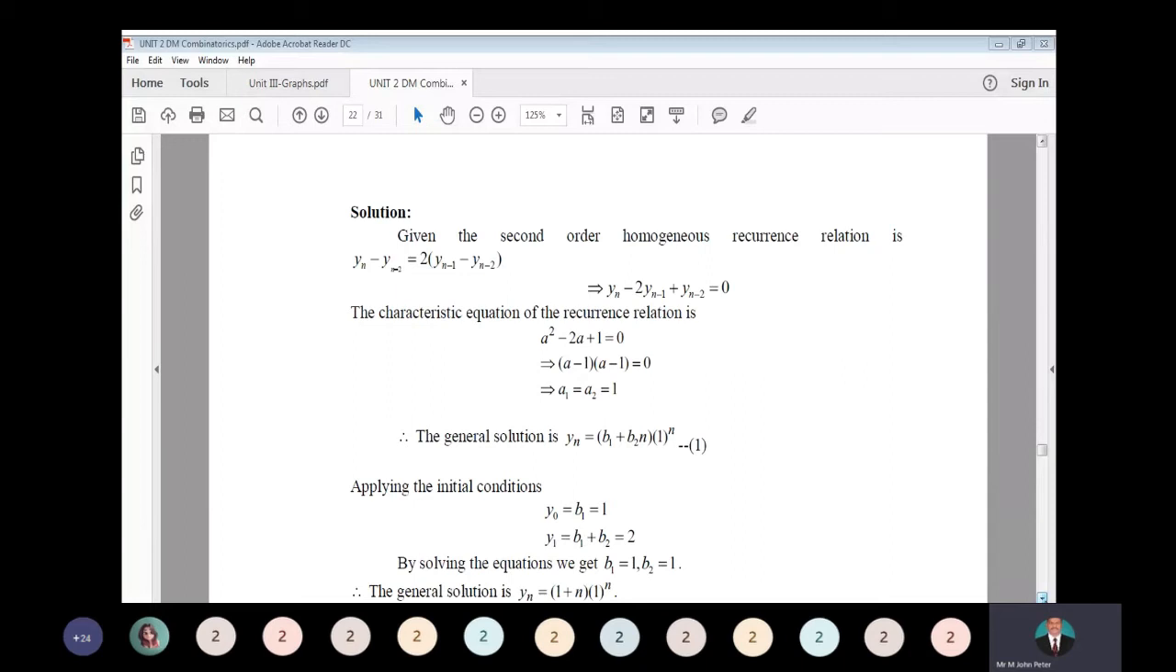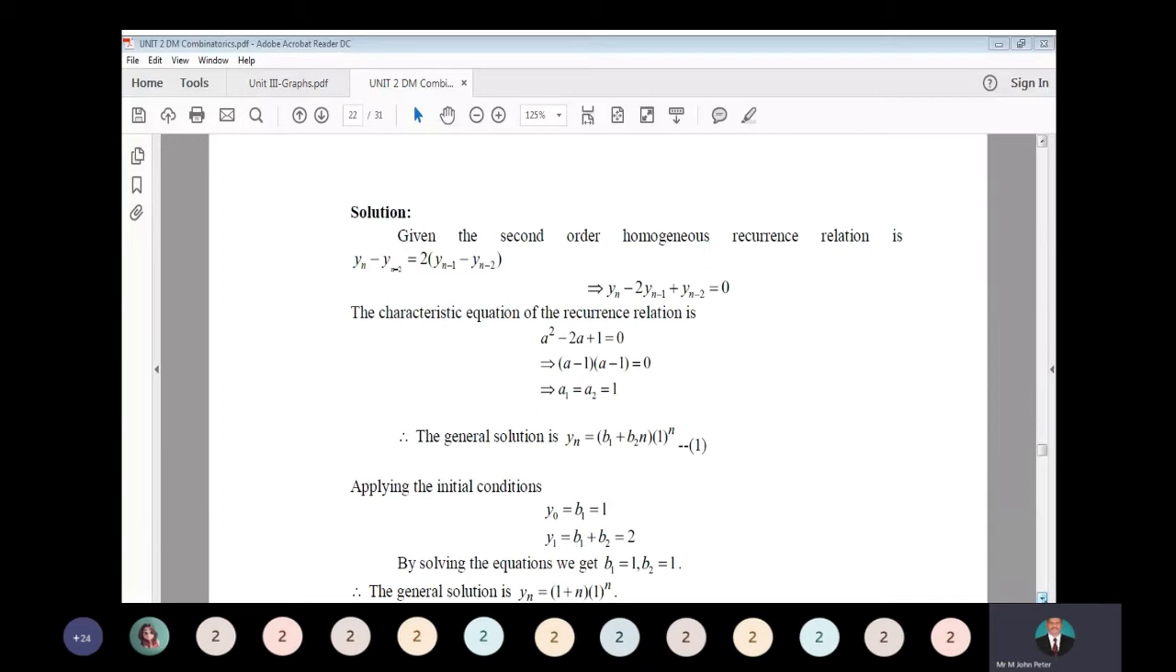The characteristic equation of the recurrence relation: this one is a second degree, second order equation. So a square minus 2a plus 1. The y n as a pure constant coefficient, then minus 2 into a, and y n plus 2 as a square. So a square minus 2a plus 1 equal to 0. Solve it as a quadratic equation with a as the variable. You'll get a minus 1 into a minus 1 equal to 0, where a1 equal to 1 and a2 equal to 1.